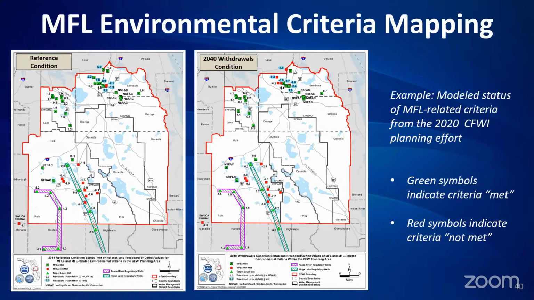We'll present that information in tabular form, and we'll present it in graphical form as well. So you can get a spatial understanding of where there may be potential issues in terms of whether or not minimum flow or level criteria are met and will continue to be met into the future.